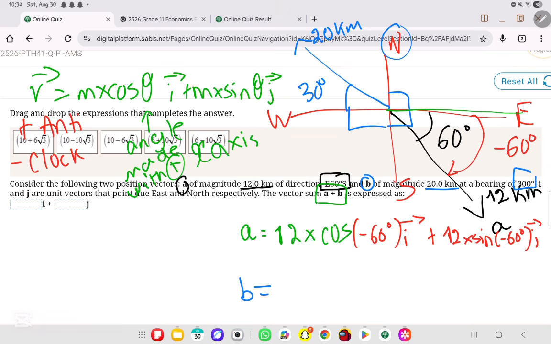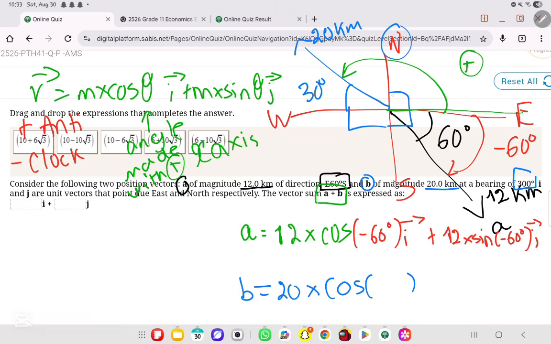B is equal to the magnitude, which is 20, times cosine theta. Let us find the theta of B together. So B is the blue vector, right? We can either find theta by going anti-clockwise like this, or clockwise like this. Either way, you will get the same exact answer. So in this case, I prefer to go anti-clockwise.